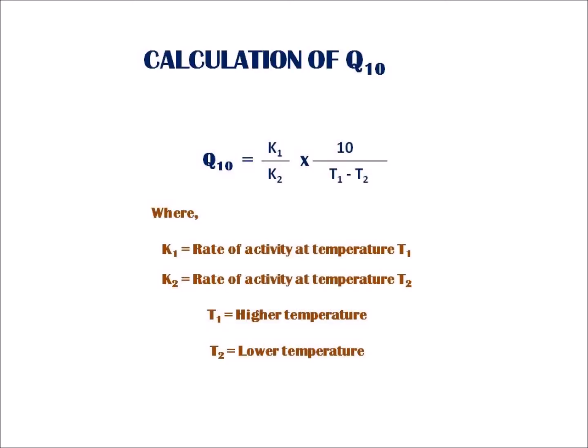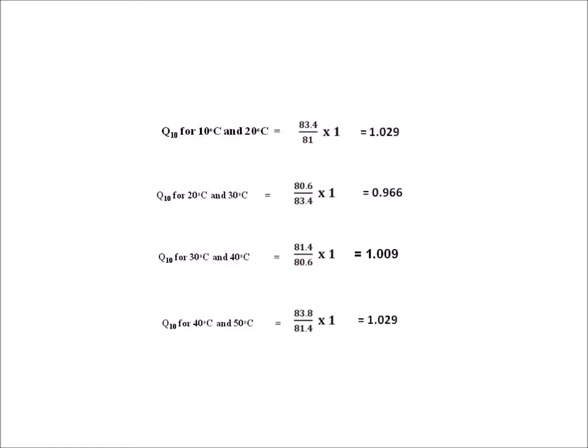Next part is calculation of temperature coefficient, that is Q10. Q10 is equal to (K1 divided by K2) to the power of 10 divided by (T1 minus T2). What is K1? Rate of activity at temperature T1. K2 is the rate of enzyme activity at temperature T2. You know T1 is the higher temperature, T2 is the lower temperature. Here is the calculation of Q10. The value is 1.029 for 10 and 20 degrees, 0.966 for 20 and 30, 1.009 for 30 and 40 degrees, then 1.029 for 40 and 50 degrees Celsius.